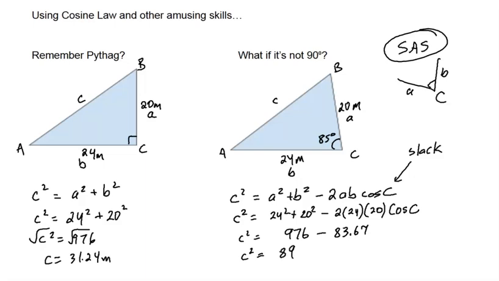892.33. So it's a little bit smaller than that 976. Square root both sides. And you're going to get that c is equal to, second square root, second answer, 29.87 after rounding to 2 decimals. So this is approximate amounts for both of those answers, and they're in meters. So that's how it works. Let's pause this for a second.